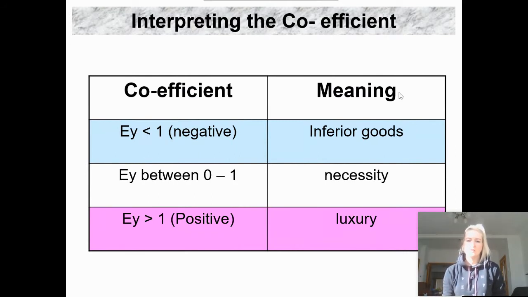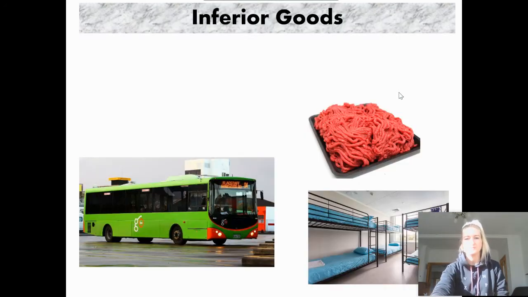So if the coefficient is less than 0, it's negative. This means they are inferior goods. If it's between 0 and 1, then it is a necessity. Now remember, necessity has an inelastic demand, so therefore that makes sense for the coefficient to be between 0 and 1. They're not very responsive. And then the last one, if it's greater than 1, then the good will be a luxury.